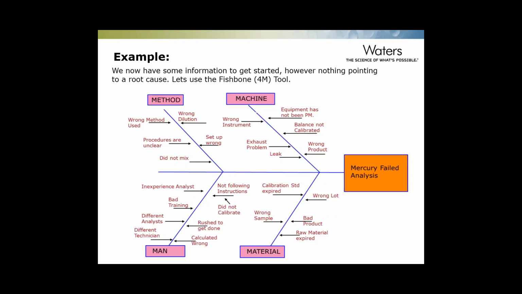Okay. We can look at the machine. Was it the wrong instrument? Was the ICP-MS significant enough to read the mercury, or do we need the ICP? Has the equipment not been PM'd? Did we not PM the equipment? Was the balance that was used in the manufacturing not calibrated? Did we use the wrong product? Did we use the wrong starting material? Was there a leak somewhere in the ICP-MS? Is there an exhaust problem? Again, you could continue to go on and continue to list.